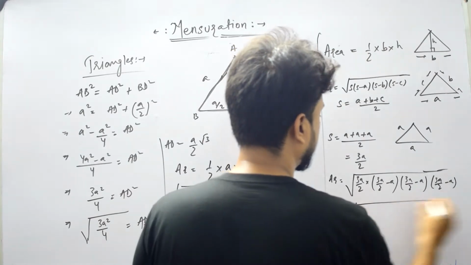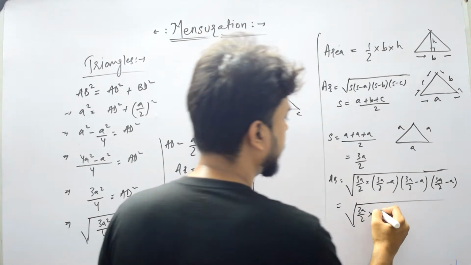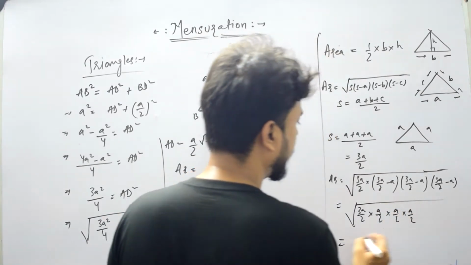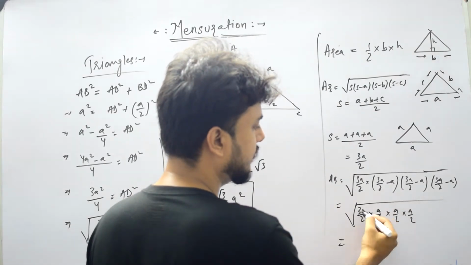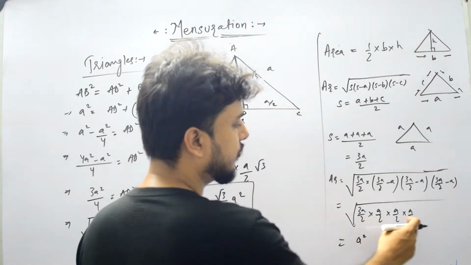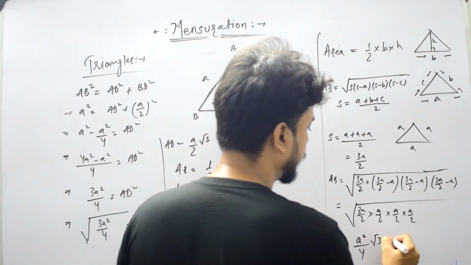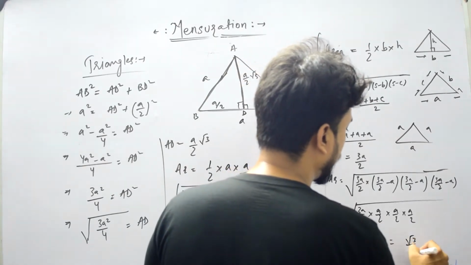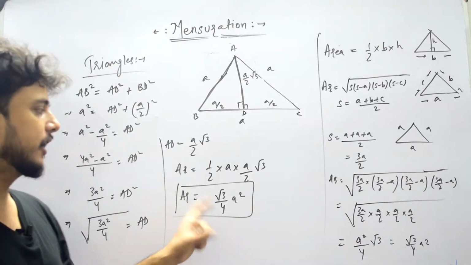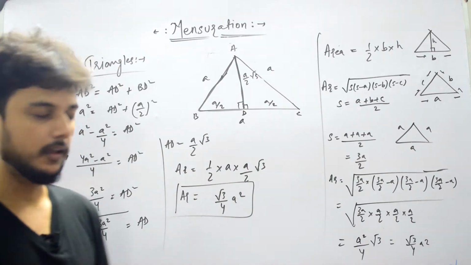So this becomes 3A by 2 multiplied by, if I take LCM, I will get A by 2 into A by 2 into A by 2. See, how many A's are there? 1, 2, 3, 4 A's are there. So A square will come out, and there are four 2's, that means 2 will come out, that will become 4, and this 3 will remain inside the root. That means it is root 3 by 4 A square. So we'll get the same formula, or we can use this method, doesn't matter. We have to memorize the formula, that's it. Note it down.